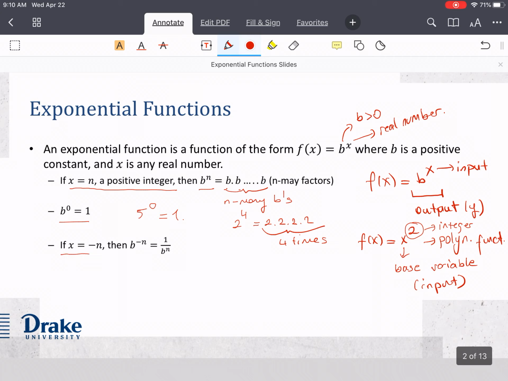And if x is negative n, in other words if the exponent is a negative number, then you can write it as b to the negative n equals 1 over b to the n. Or you can also say this could be rewritten as 1 over b, the whole thing raised to n, which is another way of saying it.